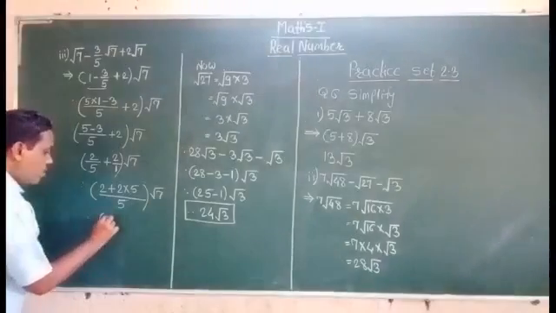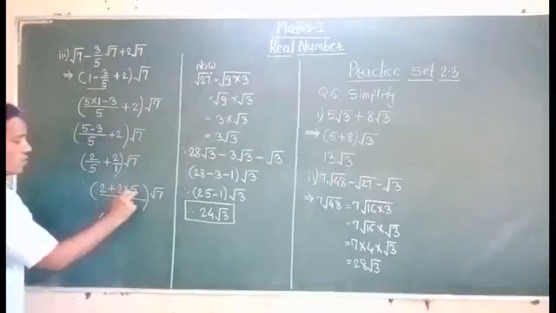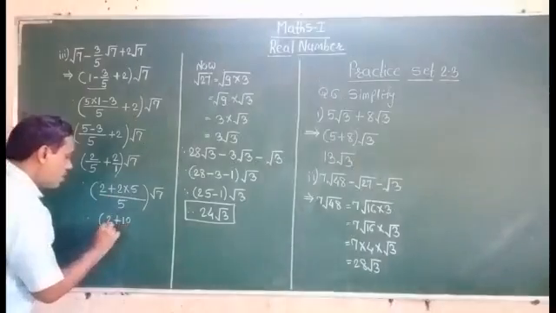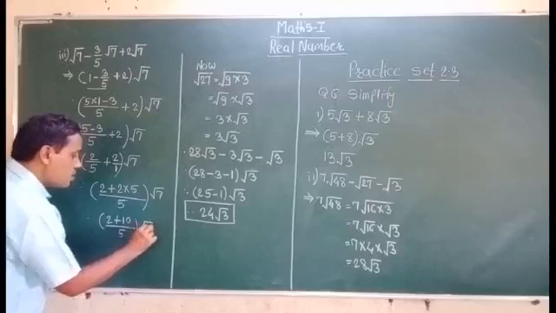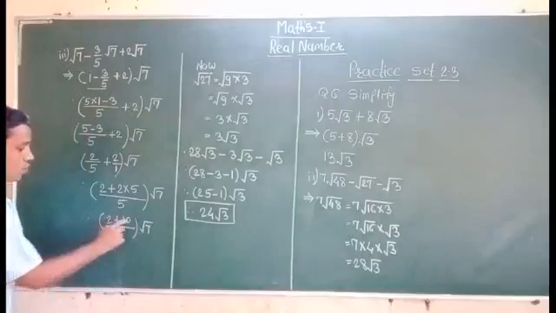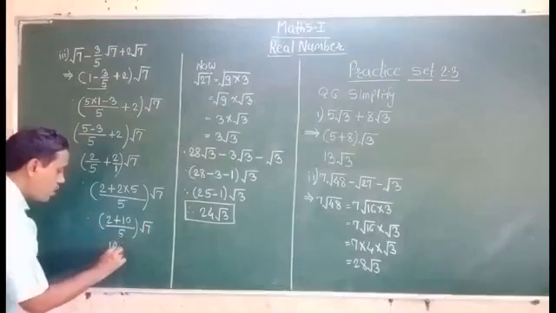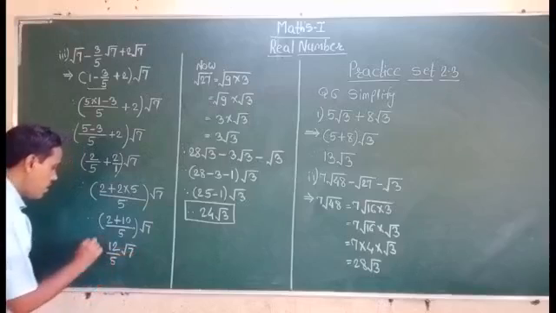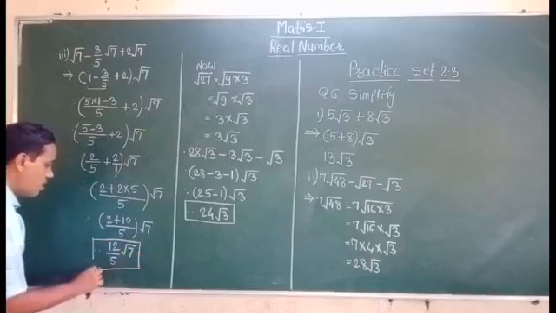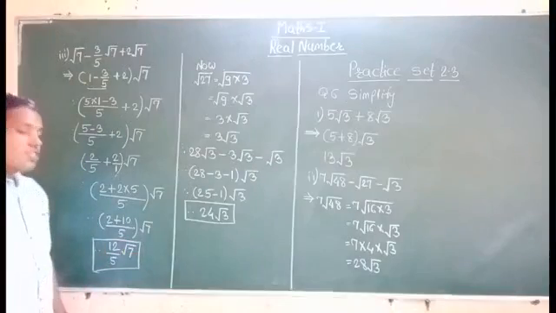So therefore in brackets 2 plus 2 fives are 10 upon 5 surds 7. So 2 plus 10 is 12, giving 12 by 5 surds 7. So the final answer is 12 by 5 surds 7.